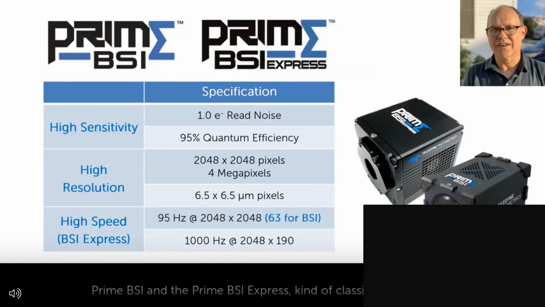BSI and the BSI Express, kind of classic cameras. They also contain our programmable scan mode, which is very appropriate for many light sheet uses. 2048 by 2048, 6 micron pixels, back illuminated, has a 1 electron read noise mode at 40 frames a second. Can do up to a kilohertz for those who are watching fast frame rates, but only at a limited number of just under 200 rows.